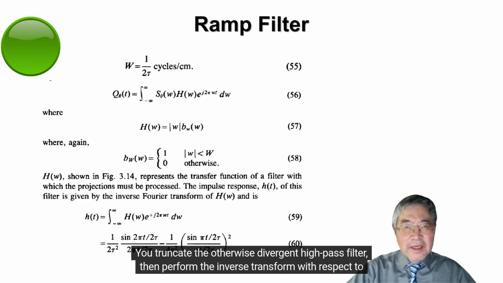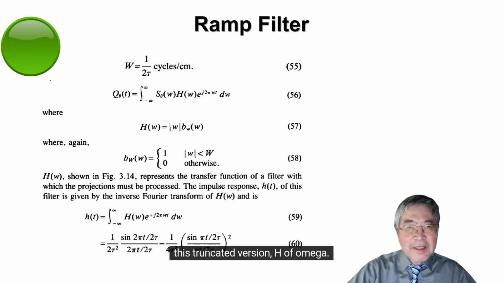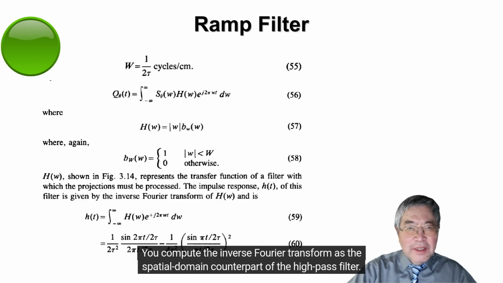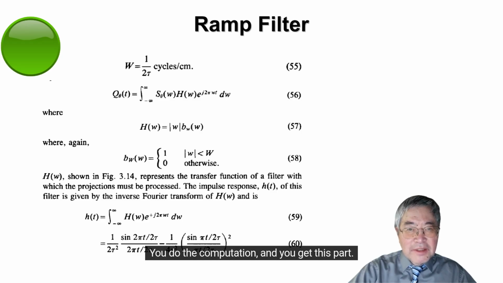You truncate the otherwise divergent high-pass filter, then perform the inverse transform with respect to this truncated version h of omega. You compute the inverse Fourier transform as the spatial domain counterpart of the high-pass filter. You do the computation and you get this part.